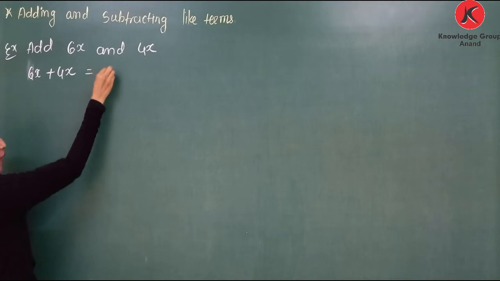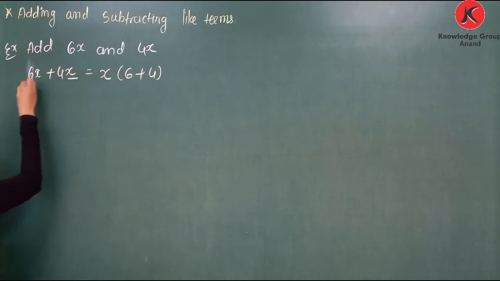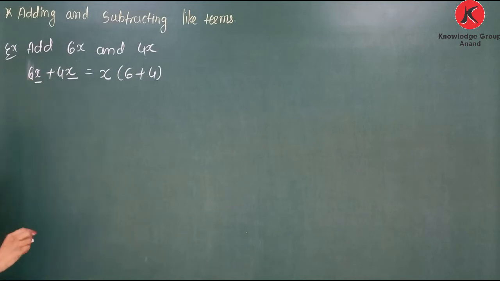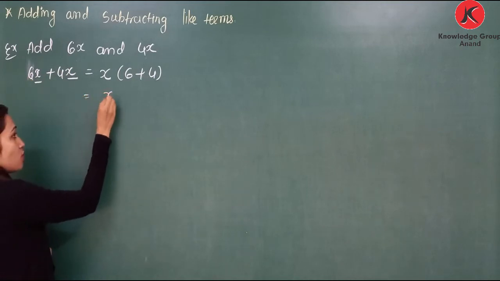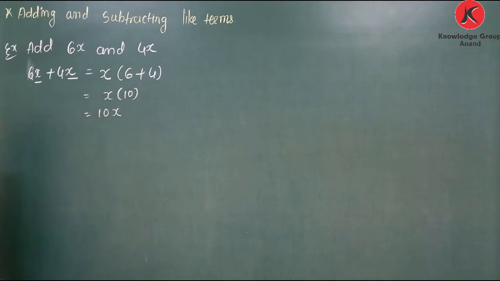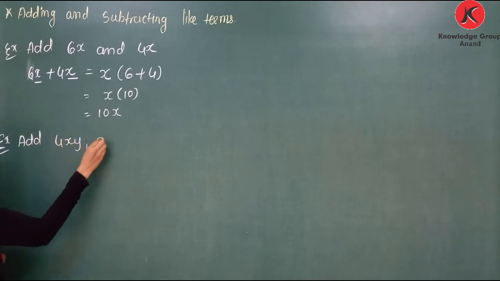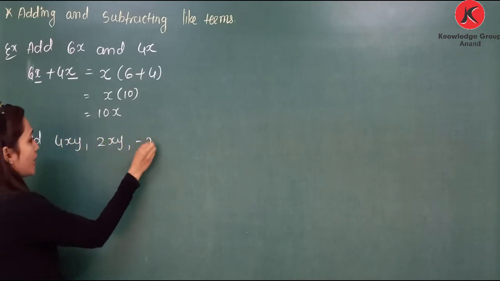Here we can take out x common: 6 plus 4. Here we have x, here we have x, so take it out common. Now 6 plus 4 is what? 10. So that can be written as 10x. Same if we have an example like add 4xy, 2xy, minus 3xy.